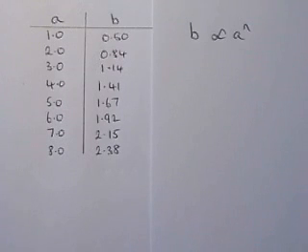So we go back to our experimental results, where we measured a and b, and we thought that the relationship might be b is proportional to a to the n. What we're going to do is find a way of testing whether that relationship is true or not.